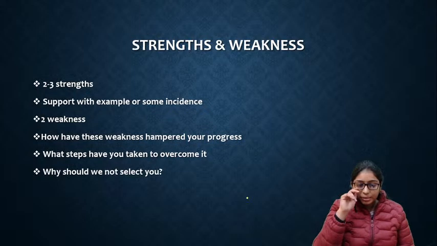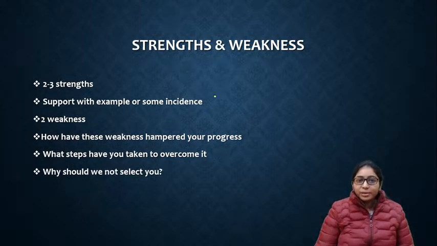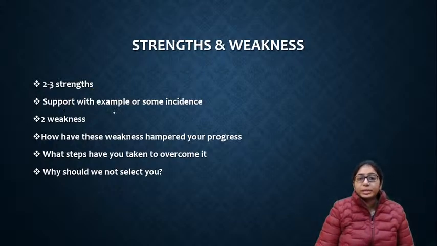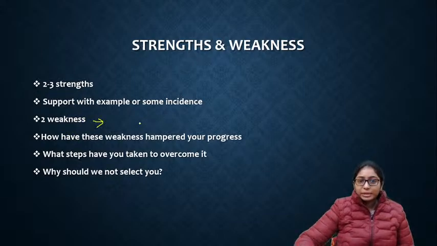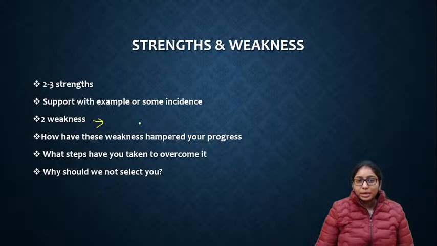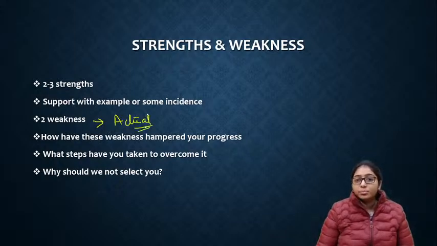Then comes the strengths and weaknesses. So in case of strengths and weaknesses, you can prepare 2 to 3 strengths and support them with the help of an example or some incidents where you showed those qualities of yours. Also, in case of weaknesses, at least keep 2 weaknesses ready. There should be actual weakness. There should not be strength coated in the cover of weakness. No, not like that. I'm a perfectionist. I want to do everything in a perfect way. That is not a weakness. So take actual weakness, which you think is creating a problem in your progress.